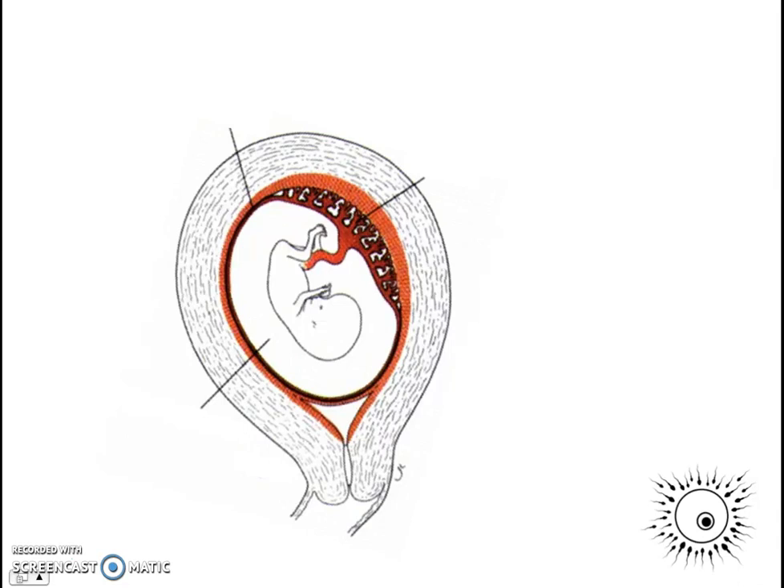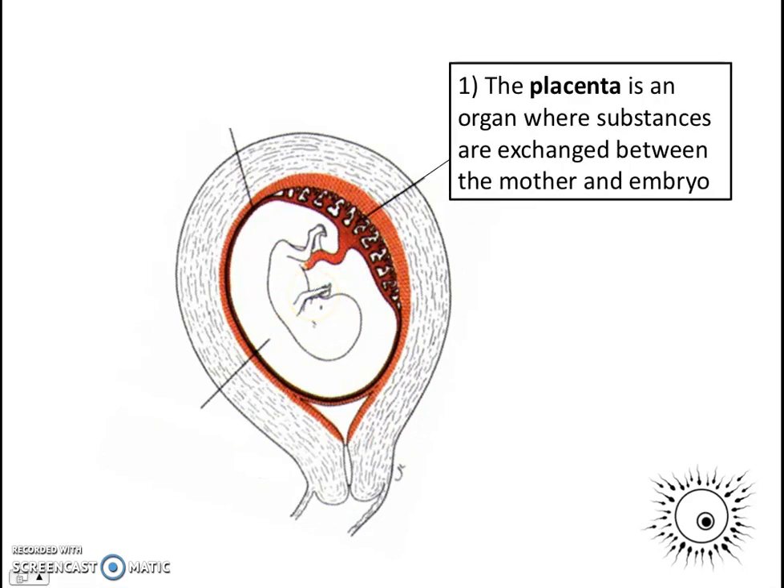And we'll look at those main structures in this diagram here. Now, the first thing to note is that this structure that we're looking at here is the uterus. Of course, the uterus here has expanded to allow room for the embryo inside to develop. So the first main structure is called the placenta. The placenta is an organ where exchange of substances takes place. So I'm going to circle here. This entire structure here is the placenta.